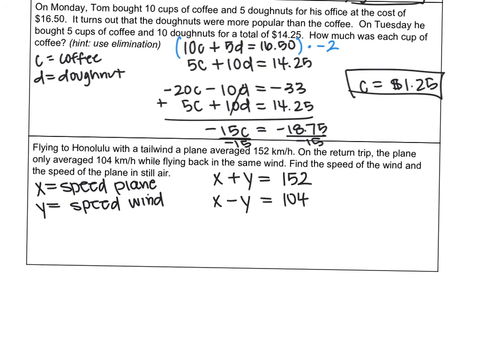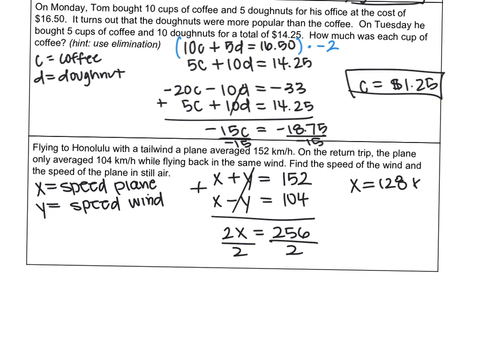So the nice thing about our system is that it's already set up for elimination. My y's have opposite signs and they have the same coefficient. So I can go ahead and add the system of equations together, and we get 2x equals 256. We're going to divide by 2, and we get that the speed of the plane is 128 kilometers per hour. Again, remembering my units.